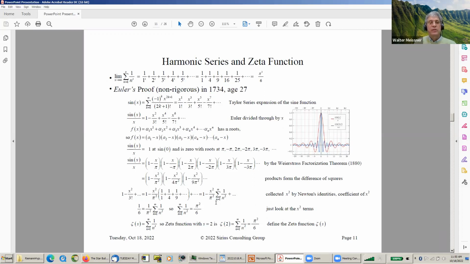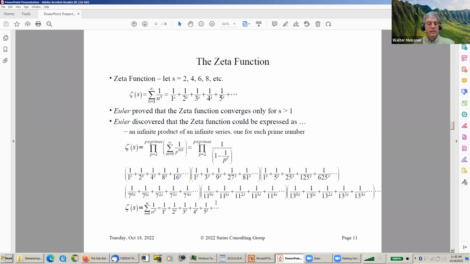So let's go to the next one. Now, Euler, when it comes to this function, the summation of 1 over n to the various powers of s, he proved that the zeta function converges only for s greater than 1. And Euler was not one to rest. He continued to develop this zeta function. And he discovered that it could be expressed as an infinite product of infinite series, one for each prime number. So this was a really amazing result.